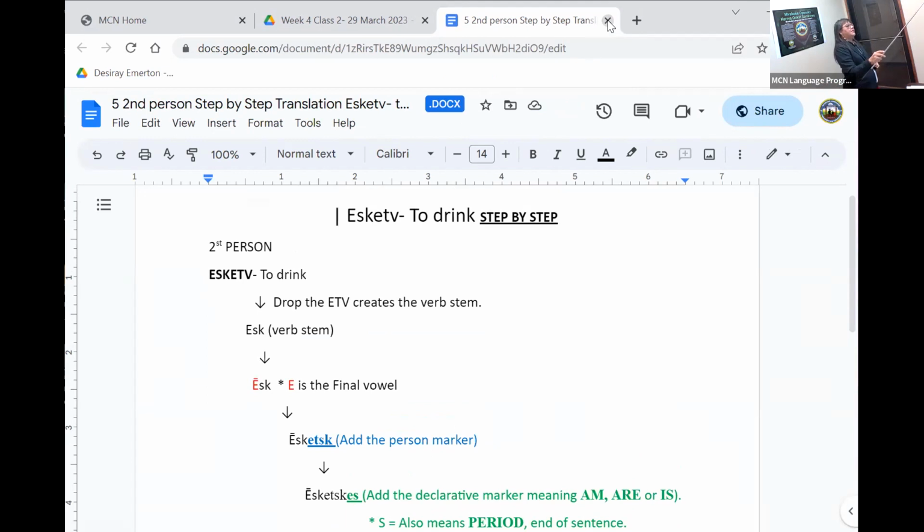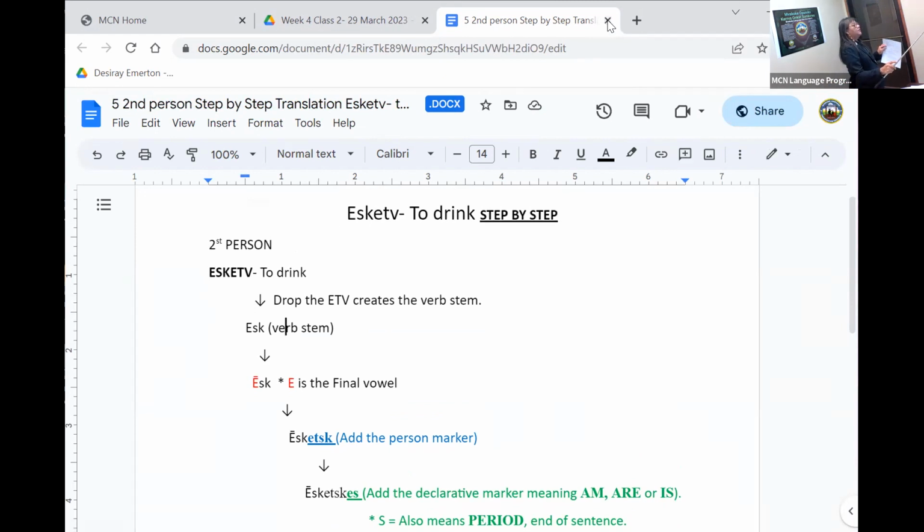Okay, we can go iskita, to drink. You drop the ETV, you get the verb stem. And like I said, you go along with your notes. So grab your notes, go along with your notes. You see, you drop the verb stem. Step one, drop the verb stem.